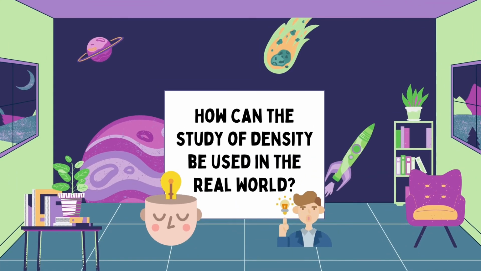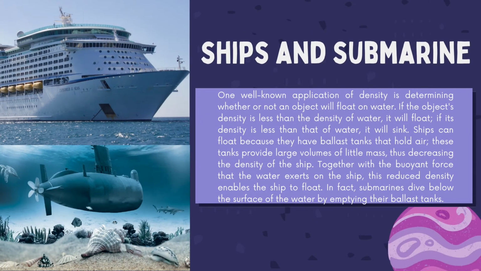How can the study of density be used in the real world? In ships and submarines, one well-known application of density is determining whether or not an object will float on water. If the object's density is less than the density of water, it will float. If its density is greater than that of water, it will sink. Ships can float because they have ballast tanks that hold air. These tanks provide large volume of little mass, thus decreasing the density of the ship. Together with the buoyant force that the water exerts on the ship, this reduced density enables the ship to float.